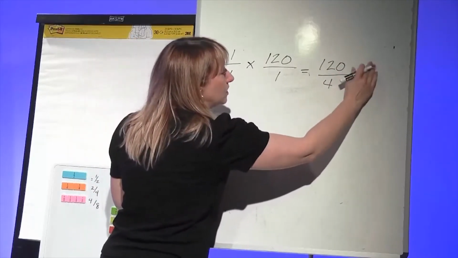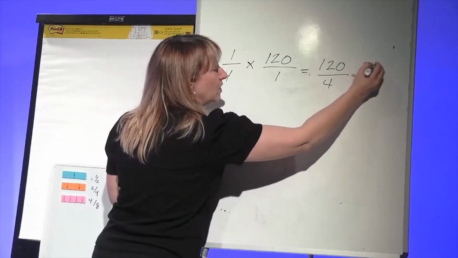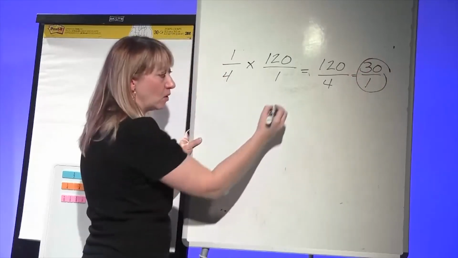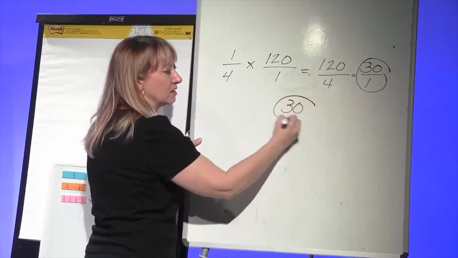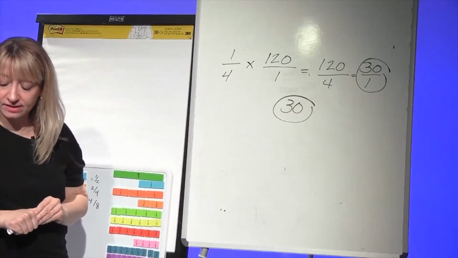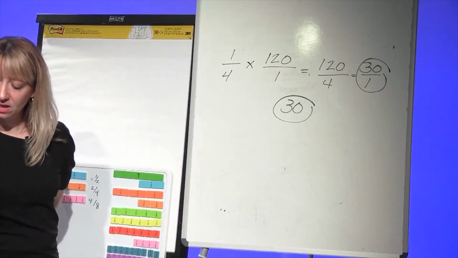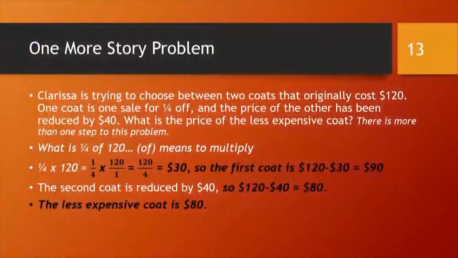Again, I would reduce this. I could reduce both by 4, and I would have 30 over 1. That's a whole number. 30 over 1 is the same thing as 30. So that means $30 was taken off from that one coat. So if you look back at the slide, you would take $30 off for that example. So one coat is worth 90, the other one is worth 80. So obviously the one that is 80 is the least expensive.